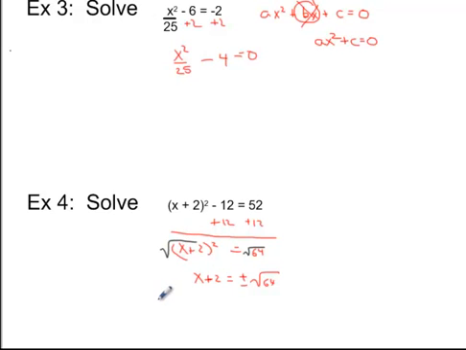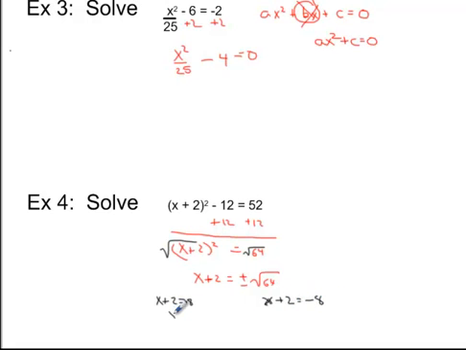I've got my two different outcomes. Either I've got positive square root of 64 or negative square root of 64. By the way, that's 8, but you probably knew that. So I've got x plus 2 equals 8. I've also got x plus 2 is equal to negative 8.